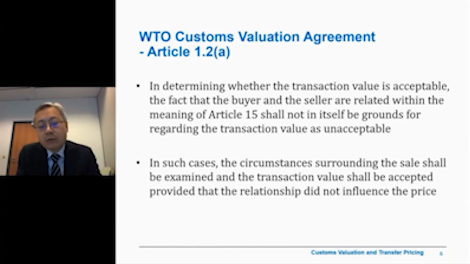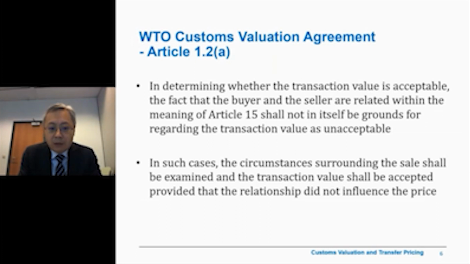So just now we introduced the OECD guidelines on transfer pricing, but how about customs valuation? Could we find any specific terms or provisions in the WTO customs valuation agreement that deal with transfer pricing? Actually, you cannot find the words transfer pricing or transfer price in the agreement. But to deal with transfer pricing, in the agreement, we have some provisions about related parties.